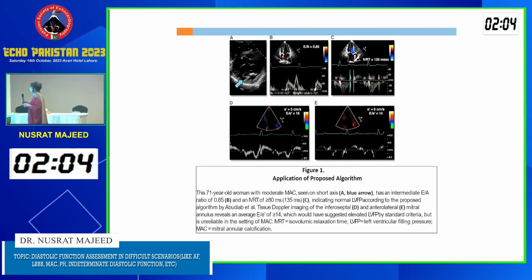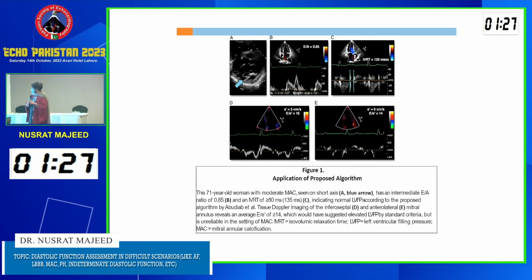This is a picture. They've shown a 71-year-old female. Here you can see calcification. And second, she has an intermediate E/A of 0.85 and IVRT of 135 milliseconds. It indicates normal LVP according to the proposed criteria. And then tissue Doppler imaging of the inferoseptal and anterolateral mitral annulus reveals an average E/e' of greater than 14, which would have suggested elevated left ventricular filling pressure. But again, it is rather uneven.